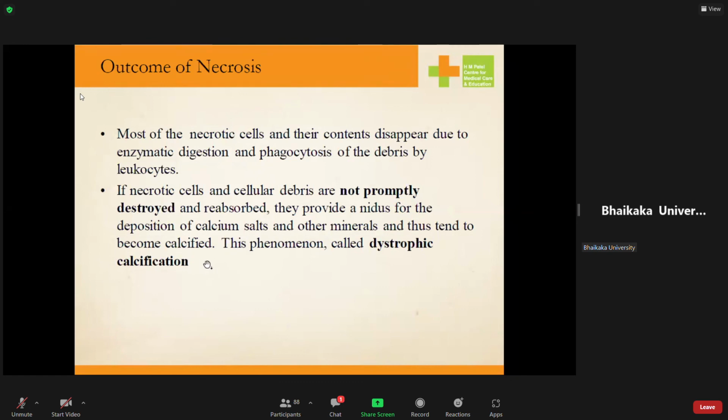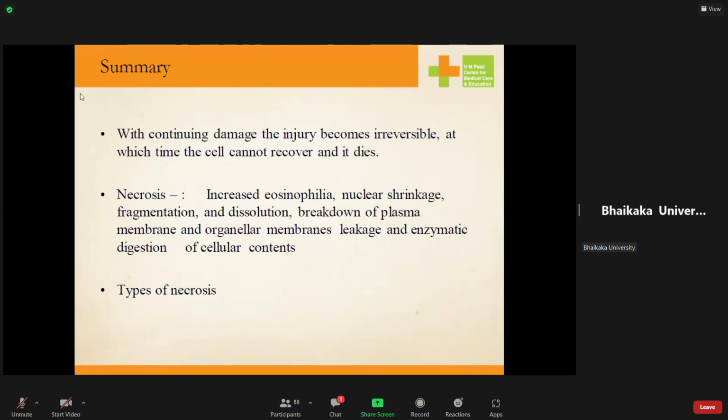So in summary of necrosis, with continuous damage the injury becomes irreversible, and at that time the cell does not get the time to recover and it dies. Ultrastructural changes are seen in the form of increased eosinophilia, nuclear shrinkage, fragmentation and dissolution, that is karyolysis, and breakdown of plasma membrane and organellar membrane with leakage and enzymatic digestion of cellular contents. Examples of different necroses are coagulative, caseous, liquefactive, fat necrosis and fibrinoid necrosis.